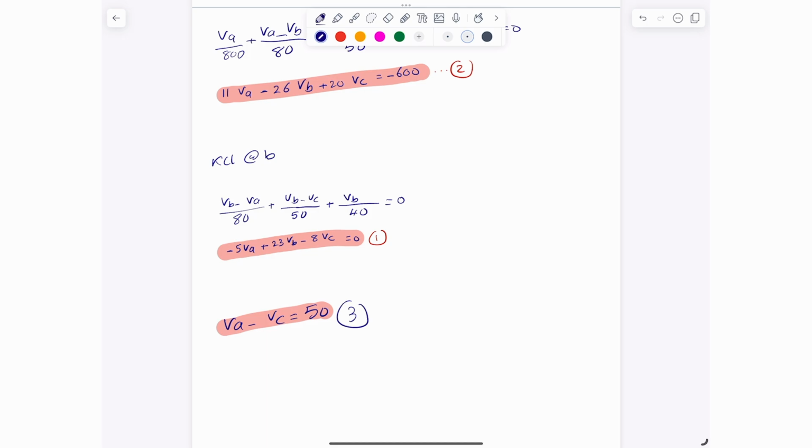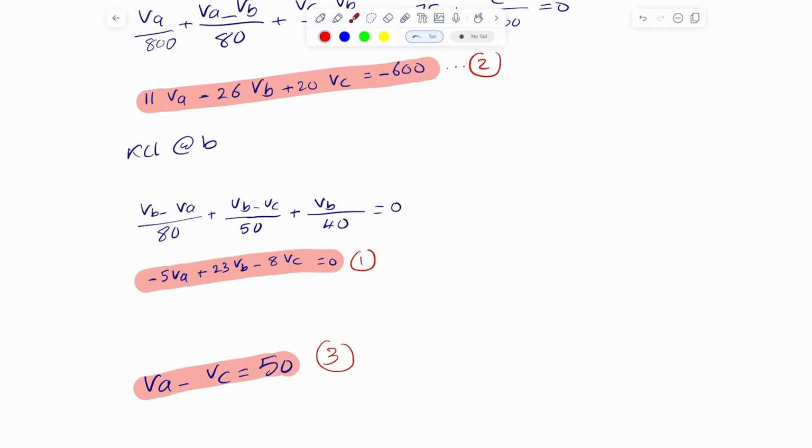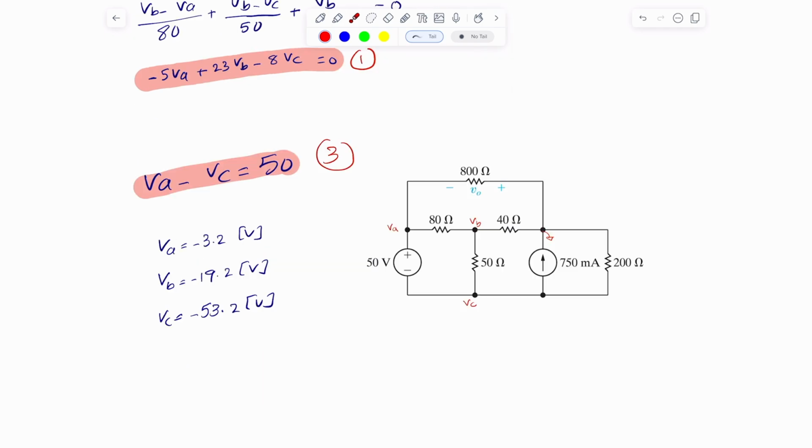So let's solve 3 equations with 3 unknowns, and we'll find the solution. So these are the 3 equations. It's VA, VB, VC in here. We have VA, VB, VC, and we have VA, well, VB is 0, or the coefficient for VB is 0, and then VC. We just have to solve them. And here's the solution. The solution will be that VA is negative 3.2 volts, VB is negative 19.2 volts, and VC is negative 53. So this is the A, the B, and the C.